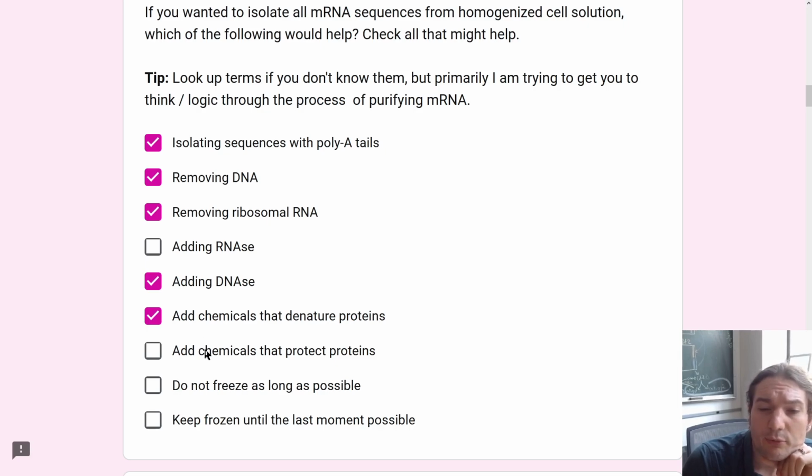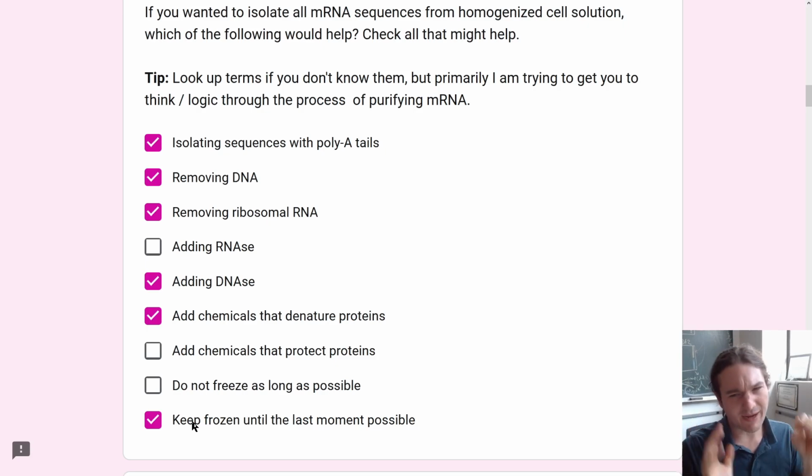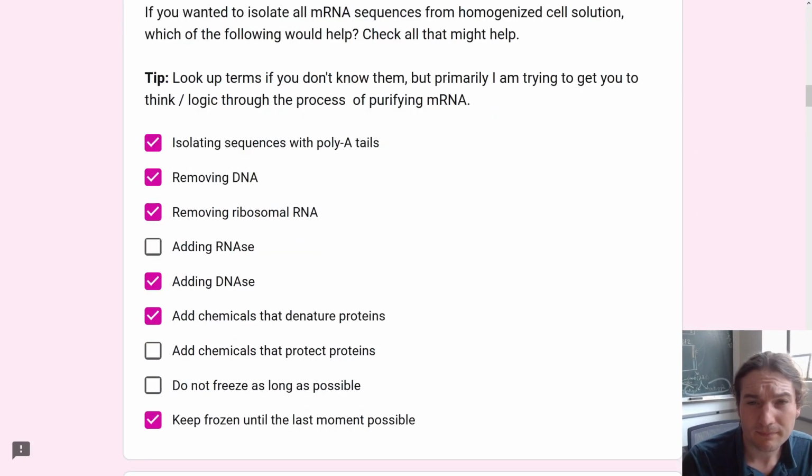Adding chemicals to protect proteins. I don't really want to protect the proteins. I want the messenger RNA, so I don't need to protect proteins for any reason. Do not freeze as long as possible. No, it's the opposite. Keep frozen until the last moment possible. You really want those mRNAs to represent an instant in time typically, and so you're really wanting to keep them frozen. Oftentimes you're collecting directly into liquid nitrogen.